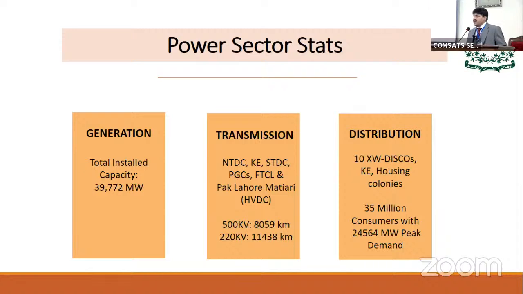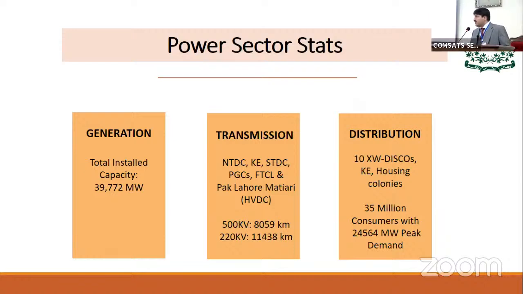They're transmitting electricity from the Thar to Lahore through HVDC lines. At the distribution network, in the public sector, we have 10 distribution companies. We call them ex-WAPTA distribution companies. Then K Electric, and there are some housing societies like Bahria Town, DHA, and Ujala, who are basically operating as distribution companies in different parts of the country.